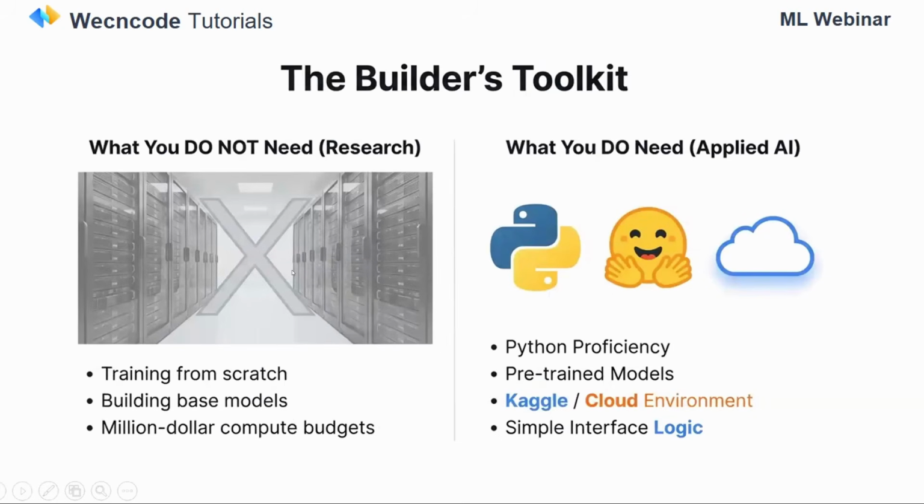So now the builder's toolkit. What we can see here is that we are not going to have to train our LLM from scratch. I mentioned that is very, very expensive. You have to use thousands of GPUs most times. We are also not going to be building base models, but it's possible to build your model off a base model. We are also not, of course, spending millions of dollars on compute today.